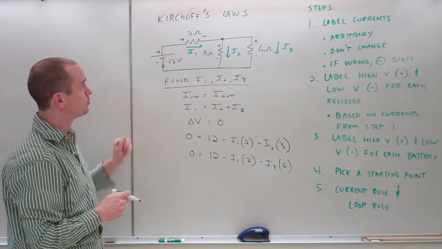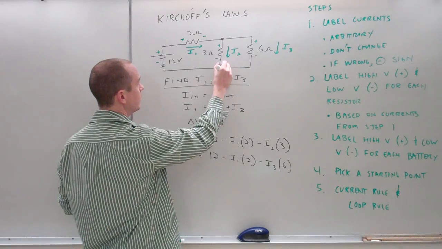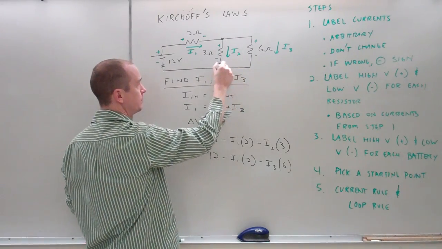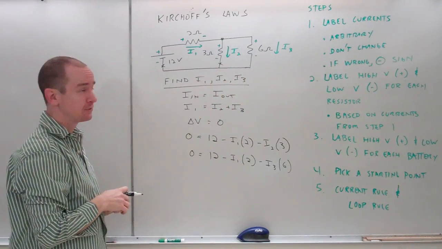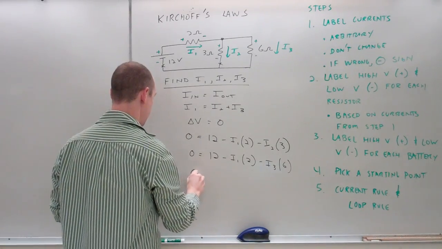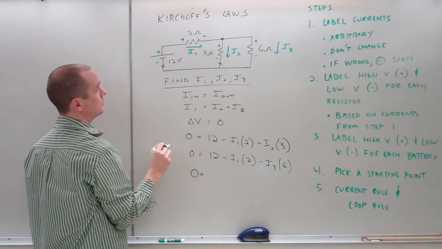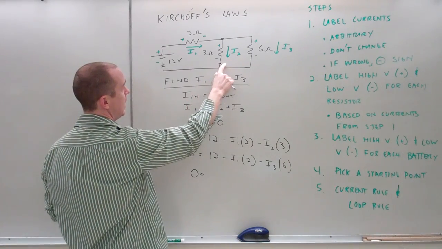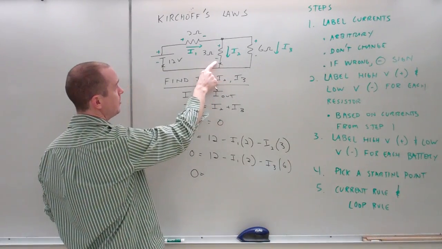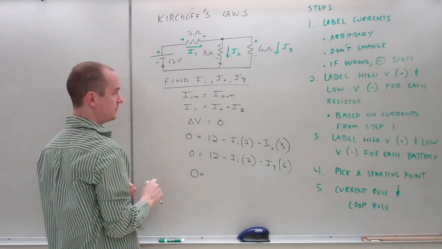I'm going to try one more loop rule. I'm going to start in here and go around this loop. Pay attention to the moves we make for this one. I'm going to go this way around the loop. So I'm going to start here. As I move this way, I'm going from negative to positive.